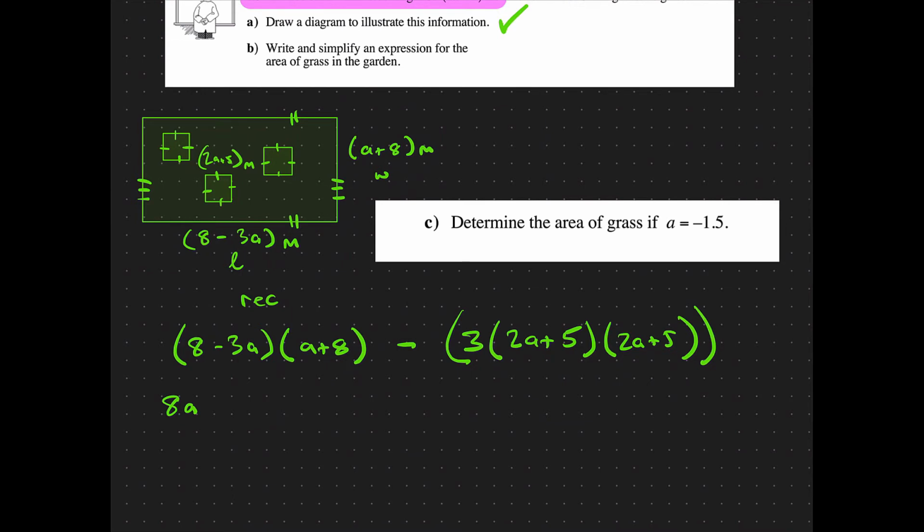Outside would be 8 times 8, which is positive 64. Inside, negative 3 times a is negative 3a, and our last one is going to be negative 24a. That needs to be contained in the brackets. We're going to subtract from that.